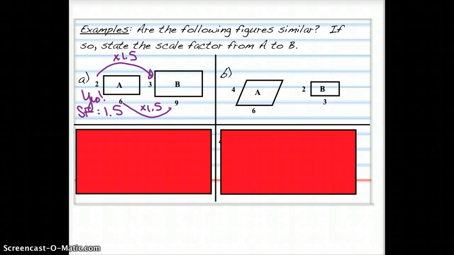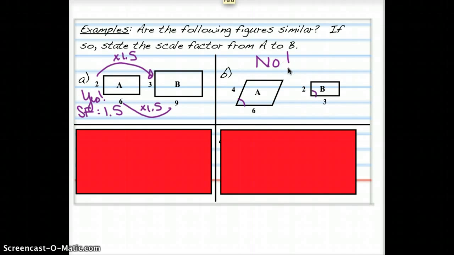All right, look at this next one. All right, so are these figures similar? And if so, state the scale factor from A to B. So again, I might look at two things. I am going to notice right away my angles are not the same. Like that's definitely an acute angle and that's a right angle. They are not matching, so I'm going to say, no, these are not similar.